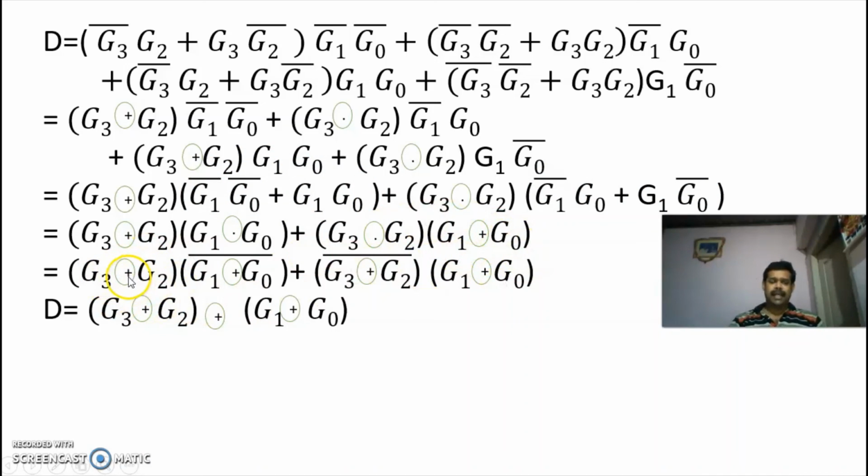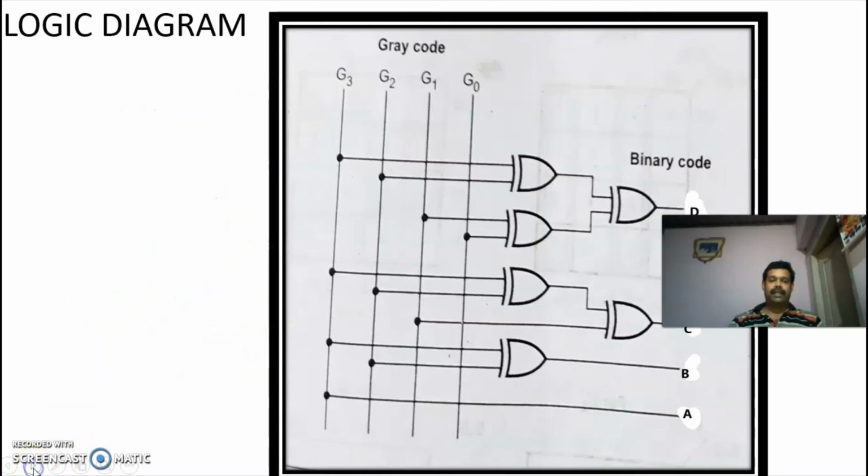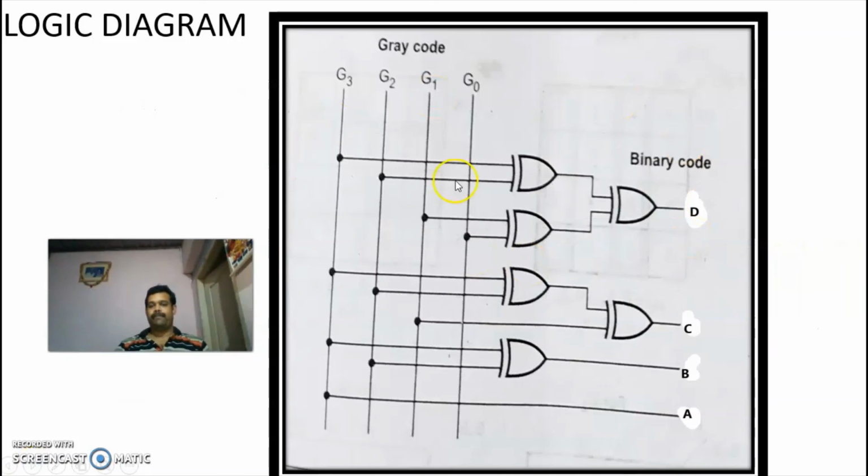So again, this is A B bar plus A bar B. This expression is again in the form of XOR. So I am writing it as G3 XOR G2 XOR G1 XOR G0. So I got the expression for D. After that, I am going for implementation. This is the implementation of gray to binary.